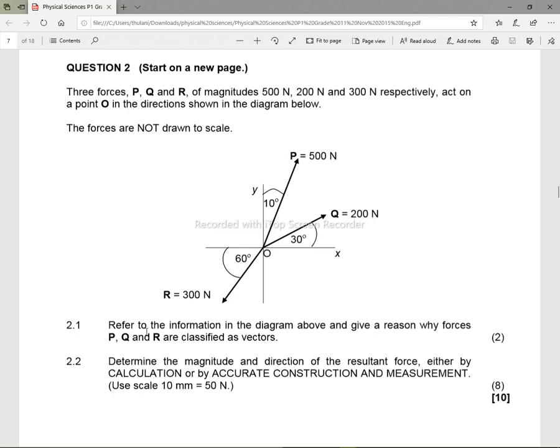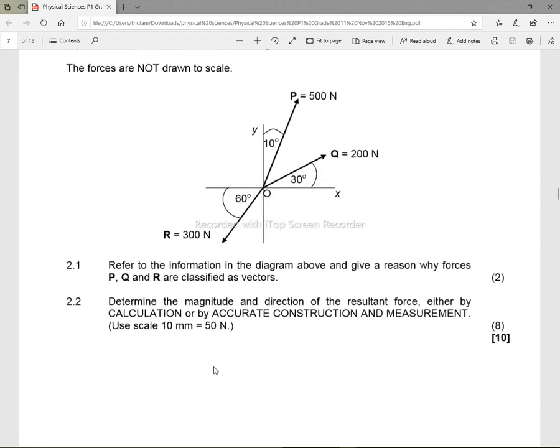So 2.1, they say refer to the information in the diagram above and give the reason why forces P, Q, R are classified as vectors. So vectors have magnitude and direction. You can see it has the magnitude as well as the direction, pointing to the north east. So therefore you can simply say that.